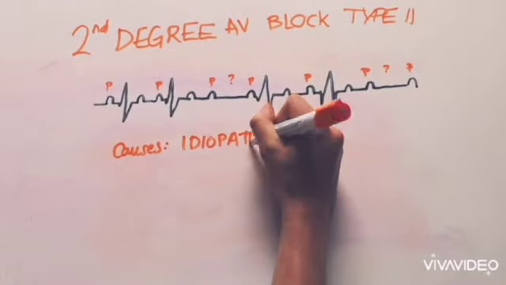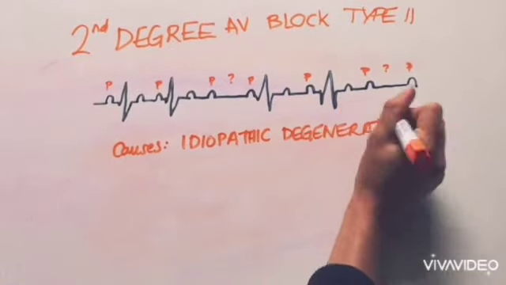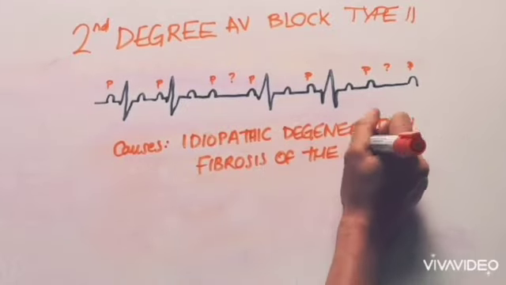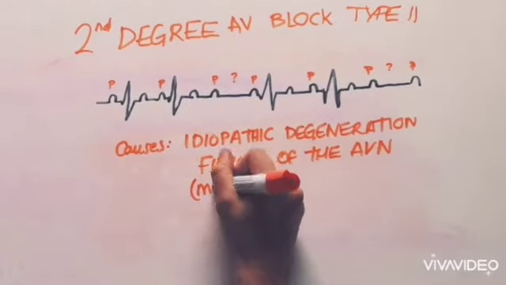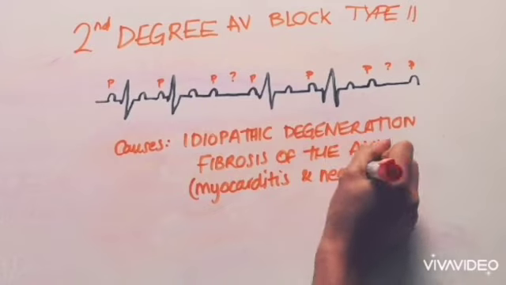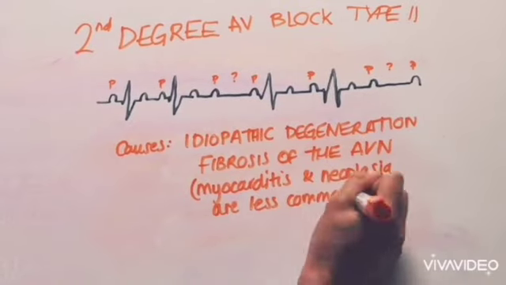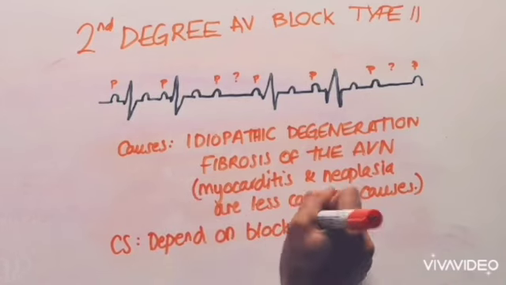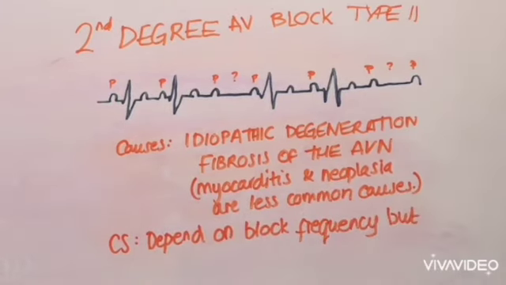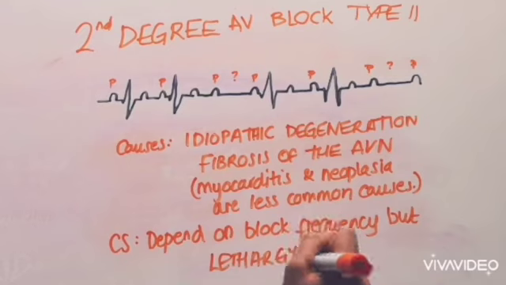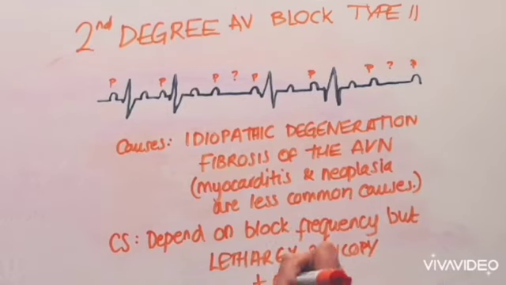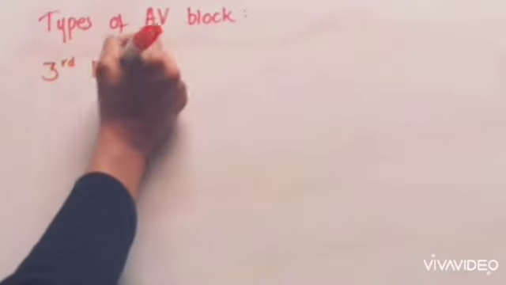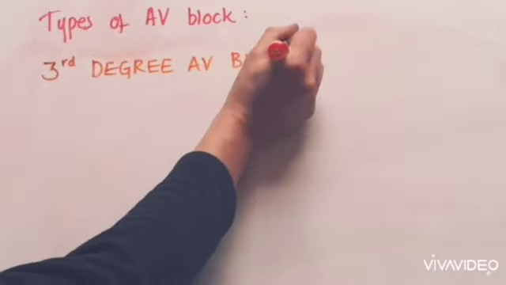The causes are normally idiopathic degeneration and fibrosis of the atrioventricular node, and sometimes it can be caused by myocarditis or neoplasia, but these tend to be pretty rare. The clinical signs really depend, like I said before, on how frequently the blocking is occurring. But if it's more frequent, then you'll get signs of lethargy and syncope, and sometimes congestive heart failure if it's really bradycardic. So now we'll move on to third degree AV block.